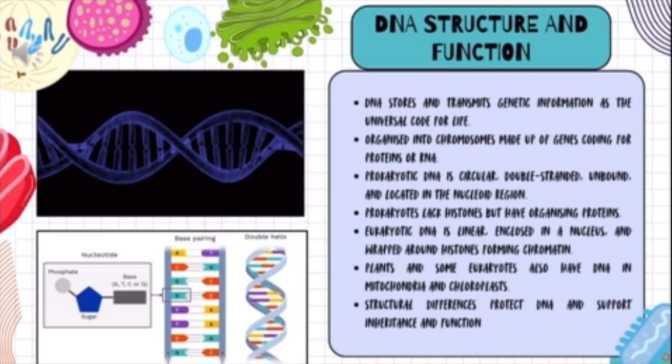In contrast, eukaryotes have DNA enclosed within the nucleus, packaged into multiple linear chromosomes. Their DNA is tightly wound around histone proteins, forming chromatin that allows for efficient organization and regulation. Additionally, plants and some other eukaryotic cells store DNA in chloroplasts and mitochondria. This structural versatility ensures DNA remains protected while enabling its vital role in inheritance and function.